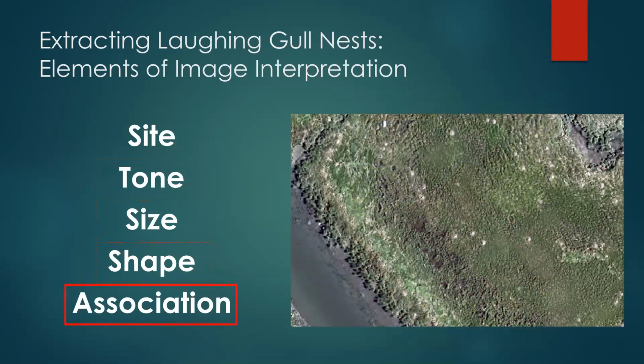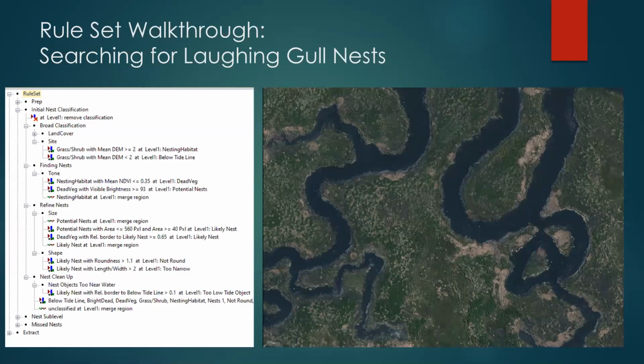And the final element I use is association. Since we are using high resolution aerial imagery, you can actually see the birds sitting on the nest. So our rule set takes advantage of this fact by extracting only nest objects which have laughing gulls sitting on them.